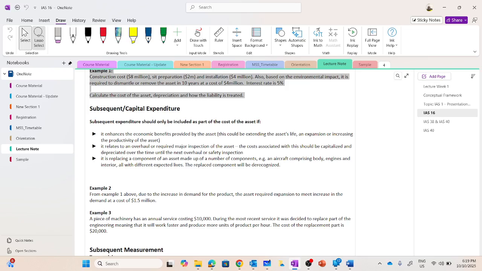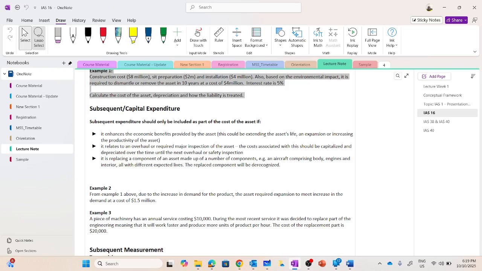So without this condition, we are not going to include it as a capital expenditure, or we are not going to capitalize it. Instead, we are going to expense it. For example, we are talking about annual maintenance of the machine, or painting of the machine. This cost should not be capitalized as subsequent expenditure. We need to expense it as a revenue expenditure.